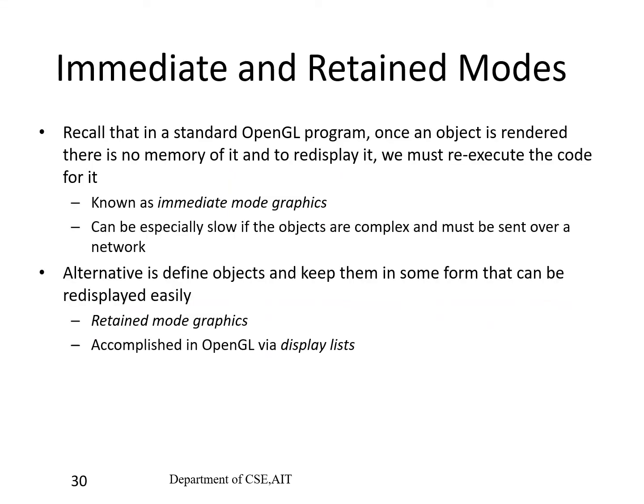In OpenGL programming, we can work either in the immediate mode or in the retained mode. Once an object is rendered, if there is no memory of it and there is no redisplay, then we must execute the code again and again, and that is called the immediate mode. This can be very slow if the objects are complex and must be sent over the network.